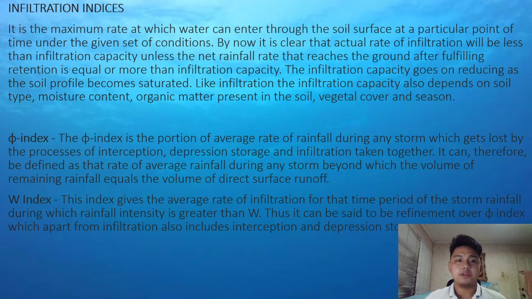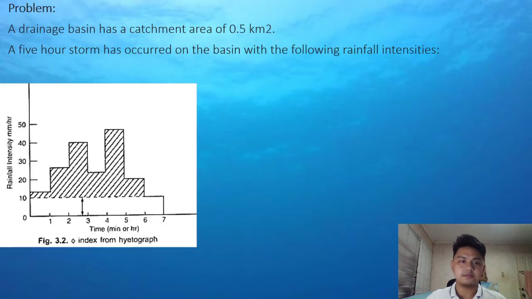It can therefore be defined as that rate of average rainfall during any storm beyond which the volume of remaining rainfall equals the volume of direct surface runoff. So the W index is the index which gives the average rate of infiltration in that time period of the storm rainfall during which rainfall intensity is greater than W. Thus, it can be said to be a refinement over the φ index, which apart from infiltration also includes interception and depression storage.